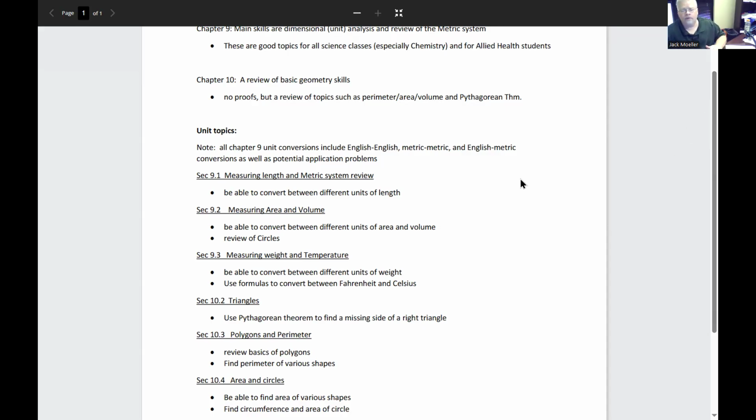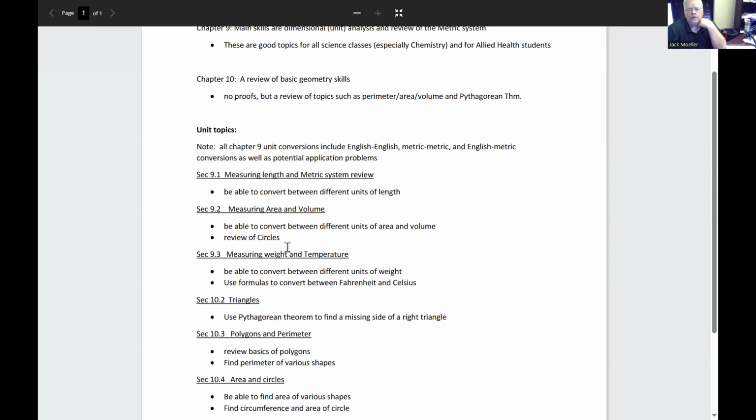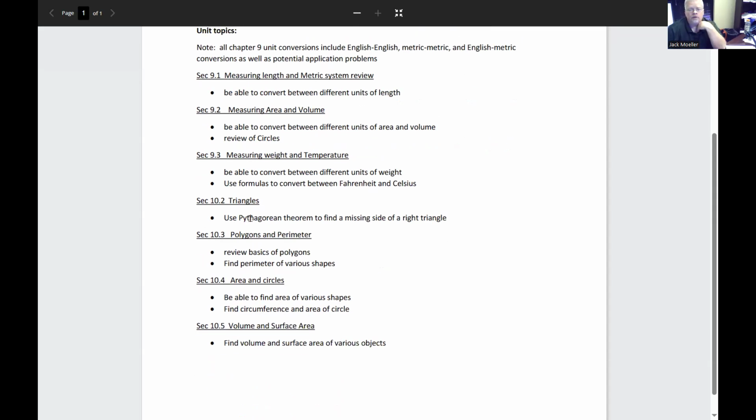Now there are a few different things in there, like temperature has its own formulas to deal with. But that's chapter 9. Once you get the conversion stuff down, the problems are relatively the same. So hopefully that will help. And then, like I said, in the geometry stuff, we'll do a little bit of the Pythagorean theorem, and then we'll get into perimeter, area, volume, surface area, stuff you've seen before.